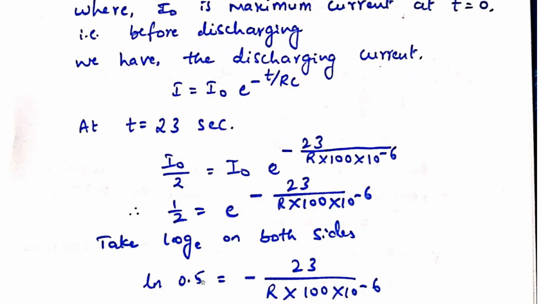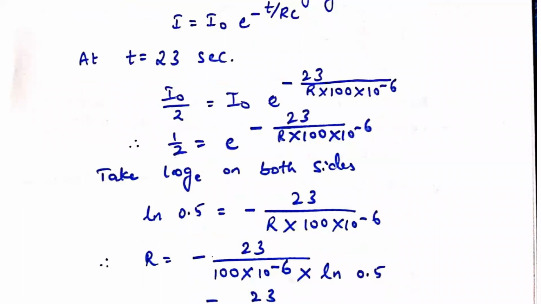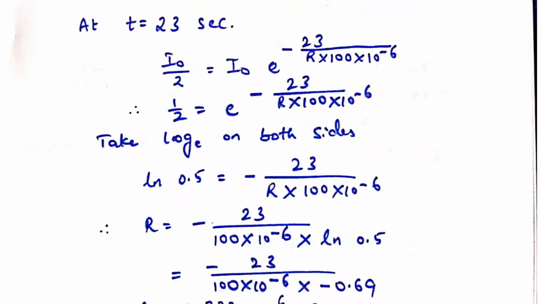So R will be equal to the value of resistance. R will be equal to minus 23 divided by 100 into 10 to the power minus 6 into ln of 0.5. Okay, that value you get. Solve it. You calculate ln of 0.5, log to the base e of 0.5. It will have the value minus 0.69. So ln of 0.5 is minus 0.69.